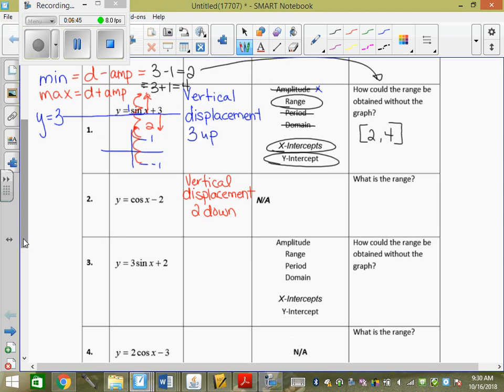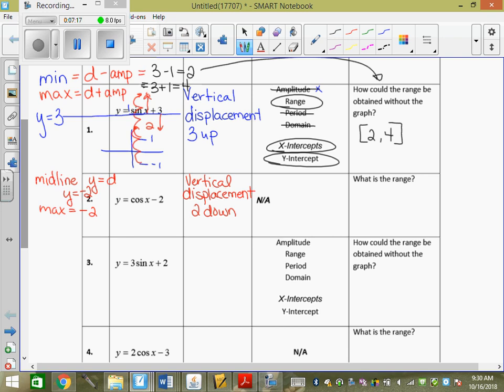What's my range going to be? What's my max? What's the midline on this graph? Midline is y equals the d value. So in this case, it's going to be y equals -2. So I take my midline, the middle line that cuts the graph in half, right? And if I add to it my amplitude, I'll get to the top. And if I subtract from it my amplitude, I get to the bottom.